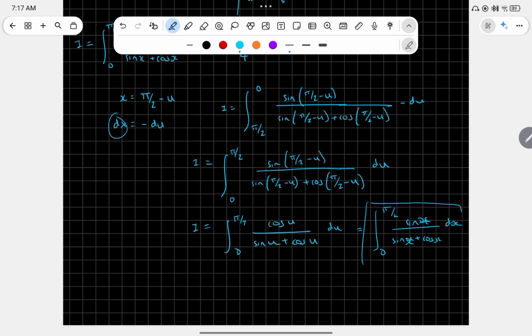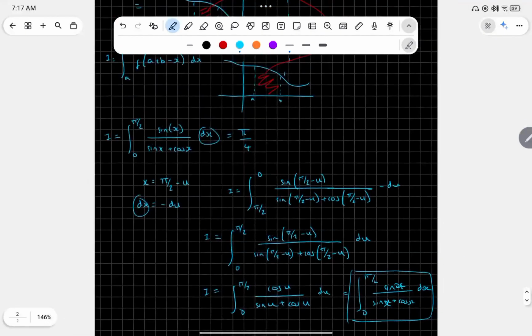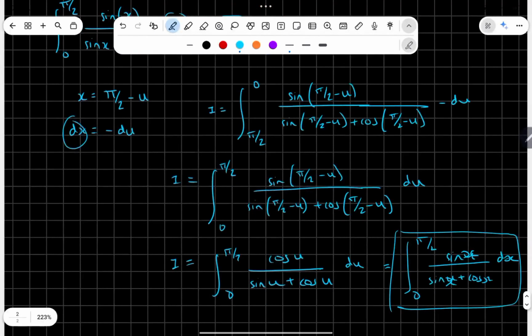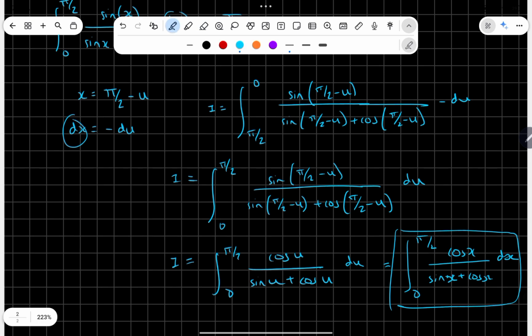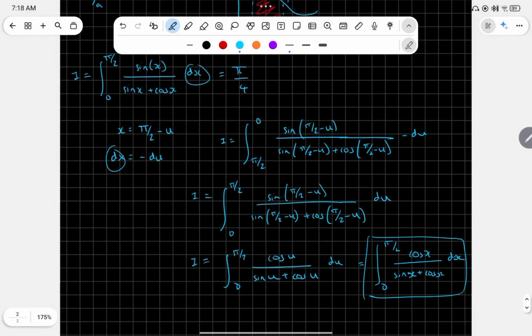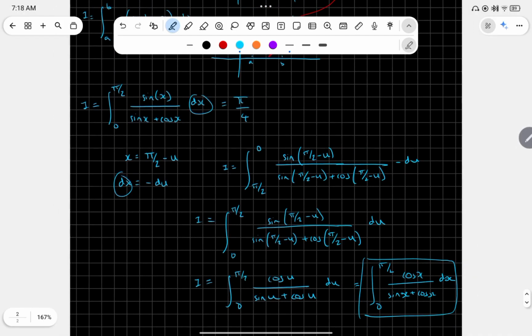We have this. And there's supposed to be a cos at the top. And again, we're back to what we had before we applied King's rule, that the integral is also cos x over sine x plus cos x. We can add it to this integral, and everything will cancel out to get 1. And again, we'll get our pi over 2 answer.